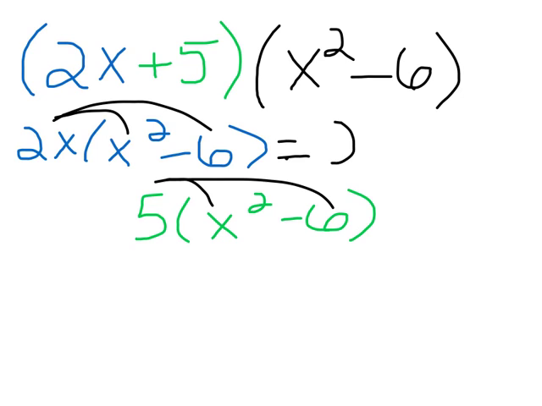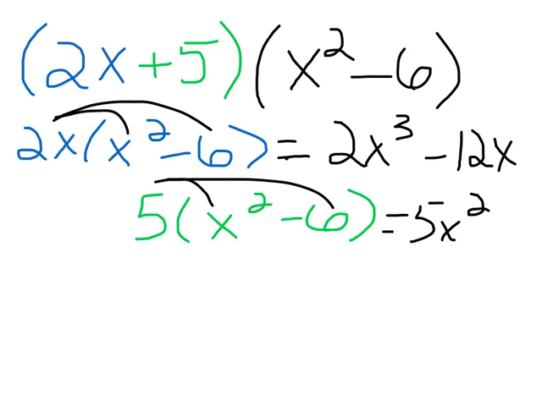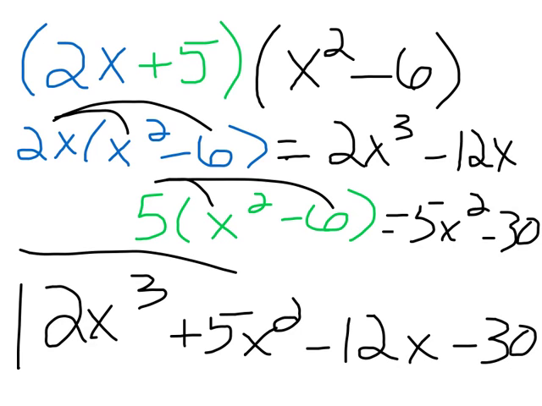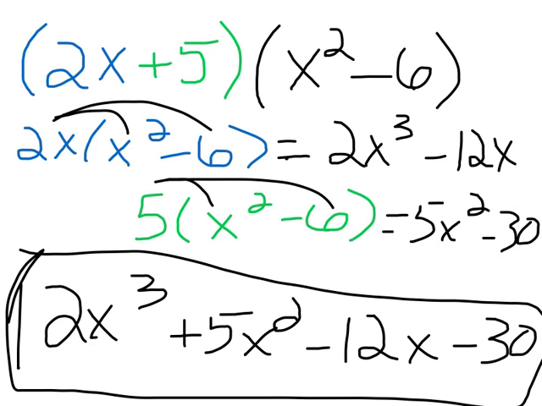So I end up with 2x cubed minus 12x here, and with 5x squared minus 30 there. And so as I look at this, I see that I don't have any like terms. I got this one, x cubed, x squared, x, and a 30. So there's no like terms there. So really the next step would just be to rewrite it in order: 2x cubed. Then I need my positive 5x squared, and I need my negative 12x, and then my negative 30. And if you notice what I did, I just reordered it and put everything in and got all my signs.